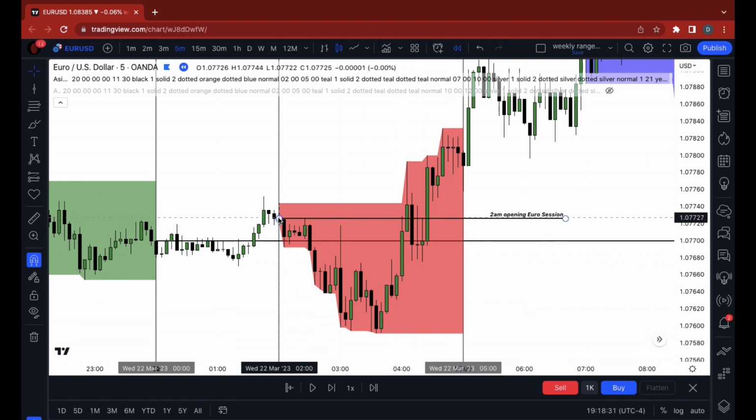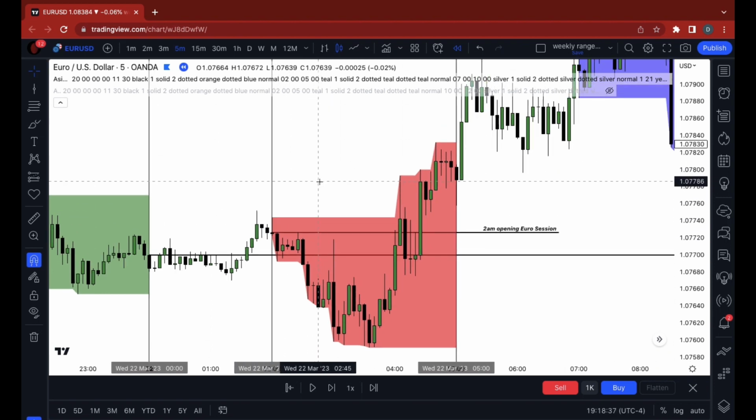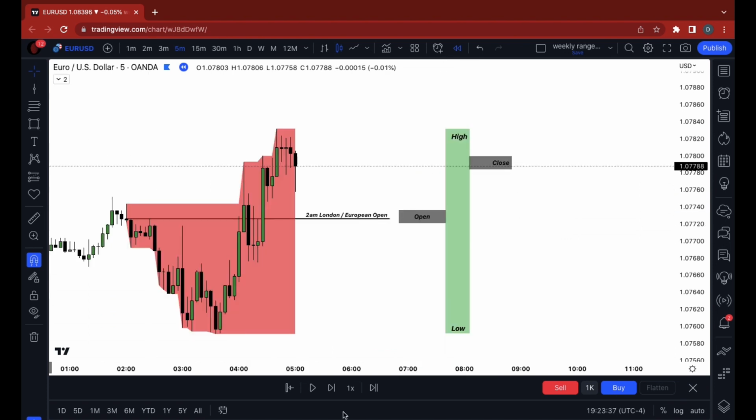The session itself has an opening price. Remember, it always starts with the open. And if you want to think of a session as an actual candle, that's the open, that's the low, that's the high, and that's the close. So this is a depiction of the London session or the European Open session as a bar. So it's no different from a candlestick. It's read the same way.